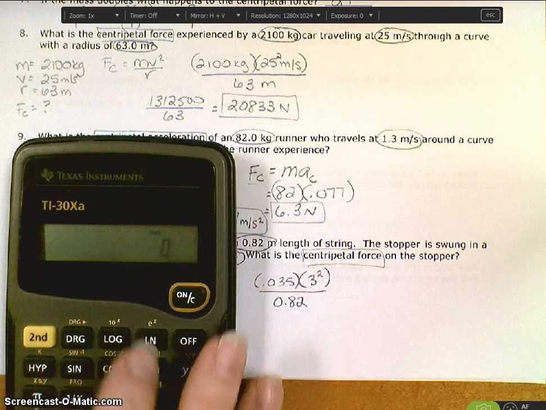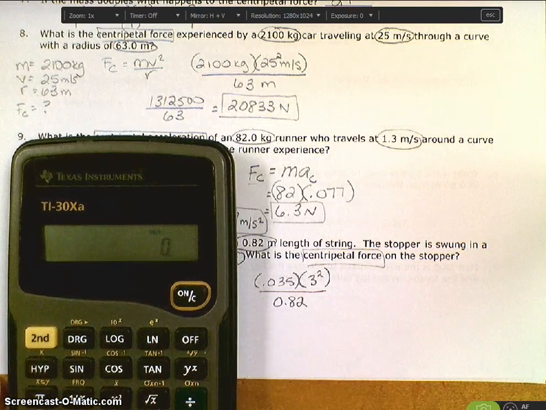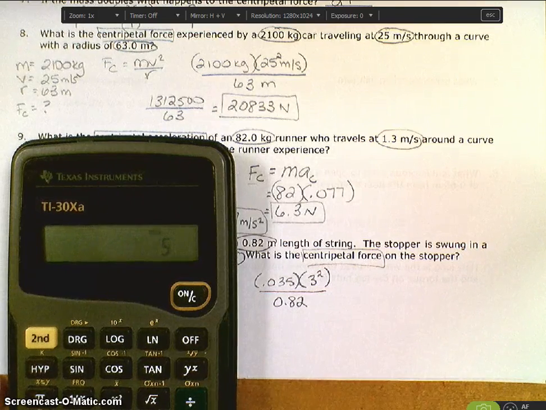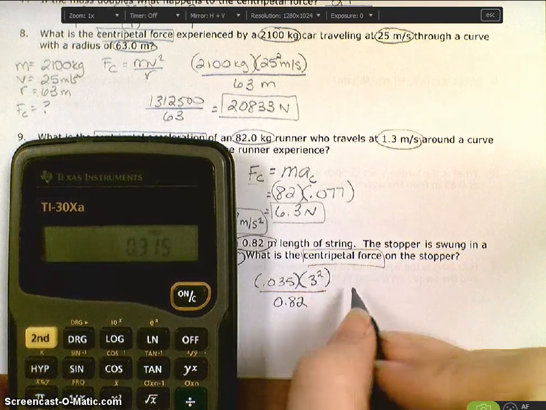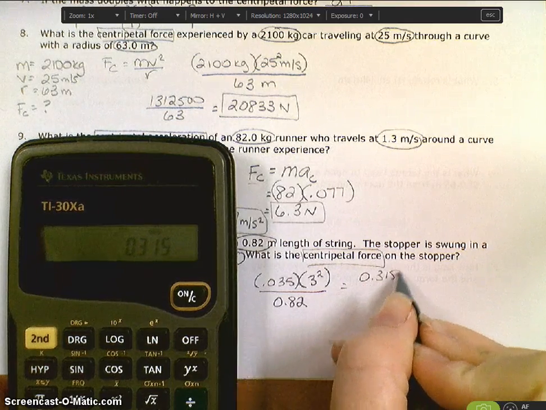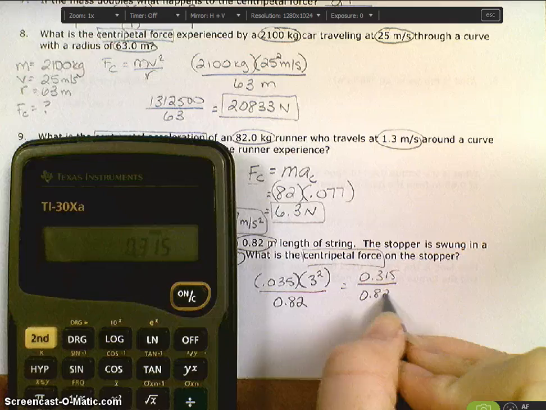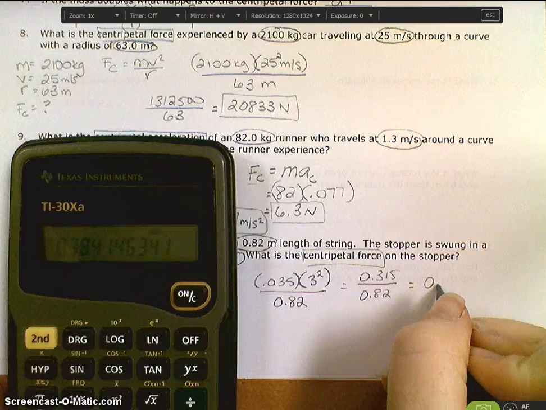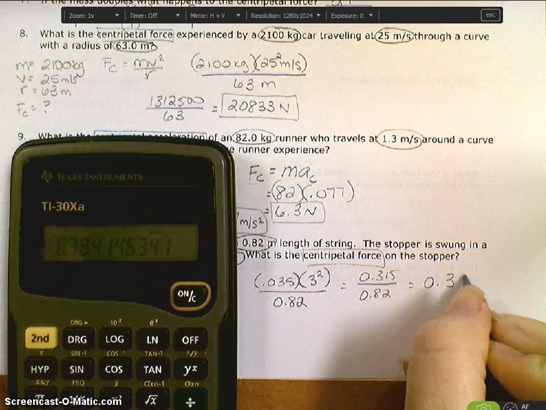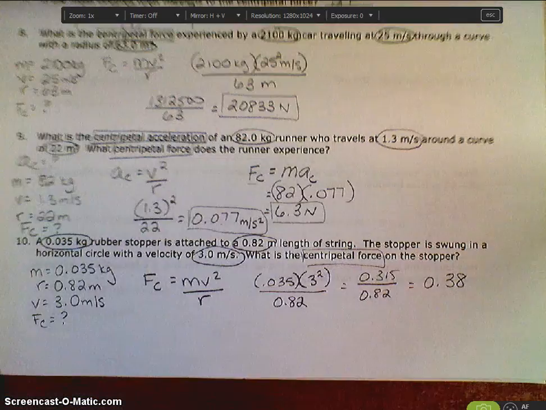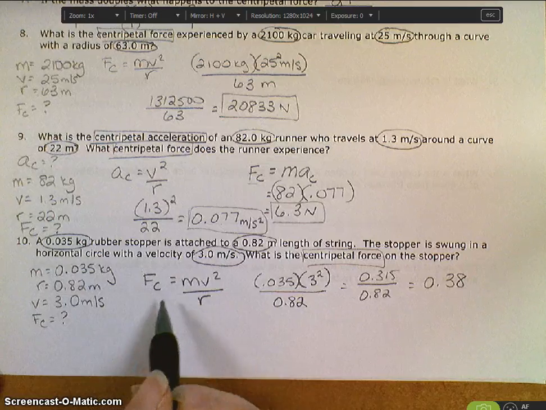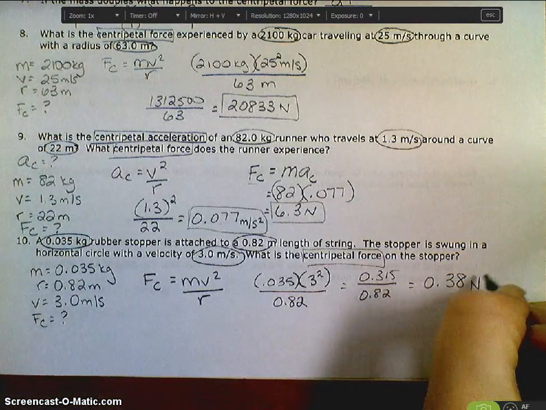So when I do my calculator, I'm going to move it over so you guys can see my work. I'm going to do 0.035 times 3 squared. I know that that's 9. I'm just going to punch that into my calculator. So I end up with 0.315 over 0.82. Divide that out, and I get an answer of 0.38. Again, not a complete answer till I have units. I was looking for a force, so my unit is newtons.